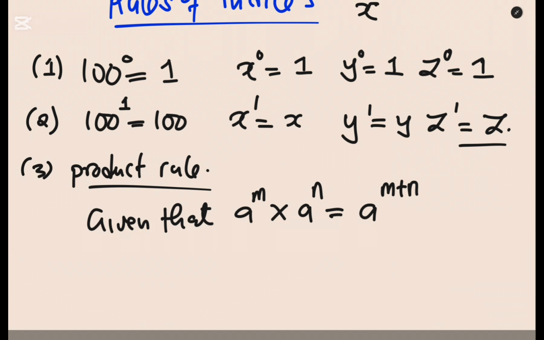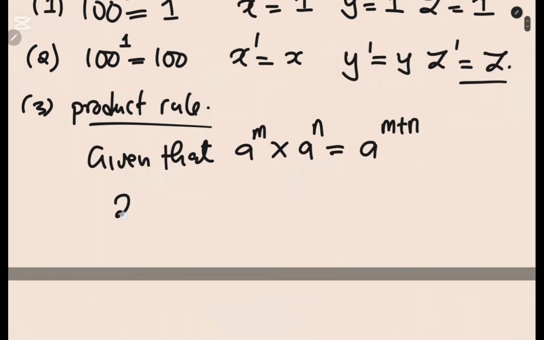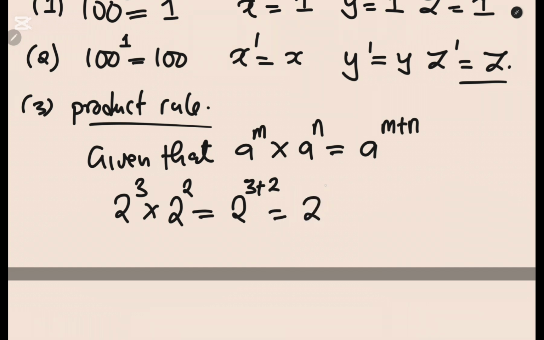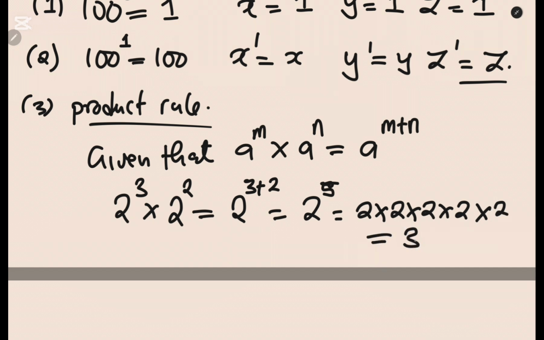Okay, I guess you've gotten that. For example, 2 to the power 3 multiplied by 2 to the power 2. In this case, it is going to be 2 to the power 3 plus 2, which gives us 2 to the power 5. 2 to the power 5 is just 2 multiplied by itself 5 times, and therefore the answer is 32. So 2 to the power 3 multiplied by 2 to the power 2.